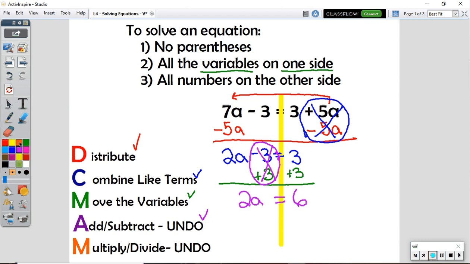And now my very last step is to undo my multiplication and division. So this says 2 times a. So the opposite of times 2 is to divide by 2. Divide both sides by 2. 2 divided by 2 is 1, so I'm going to be left with 1a. And 6 divided by 2 is 3. So the answer to this problem is a equals 3.